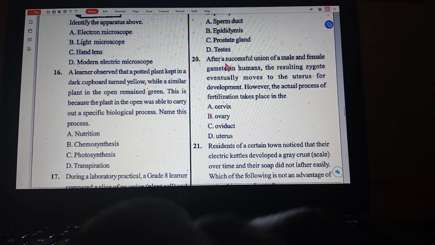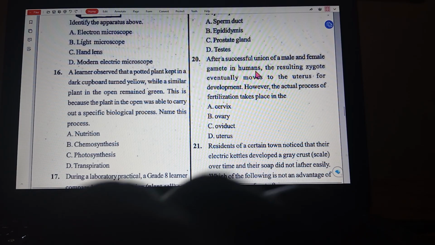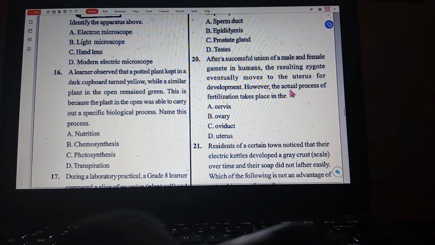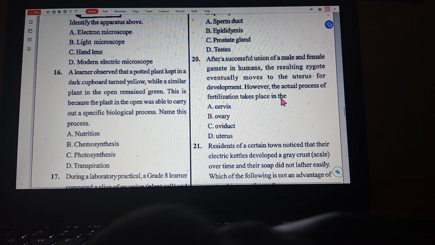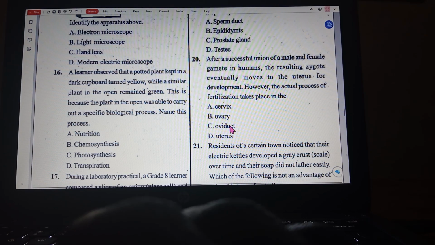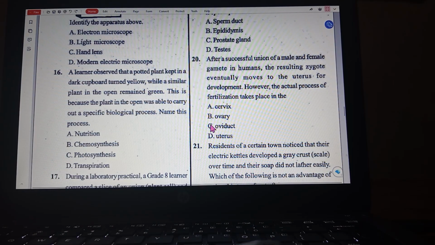Question 20. After successful union, underline the word union. After a successful union of a male and a female gamete in humans, the resulting zygote eventually moves to the uterus for development. However, the actual process of fertilization takes place in which part of the female reproductive system? Fertilization takes place in the oviduct. The other name for oviduct is fallopian tube, right? So the answer is C.